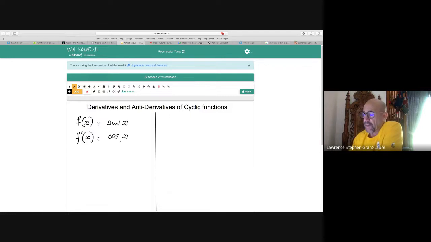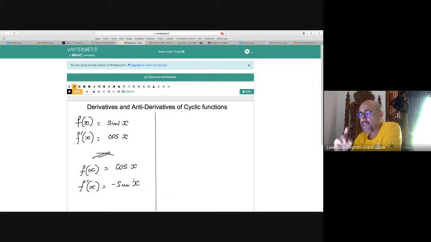Now, if we look at the function cos x, the derivative of cos x is negative sine x. Okay, that's the derivative. Let's do antiderivatives over here.